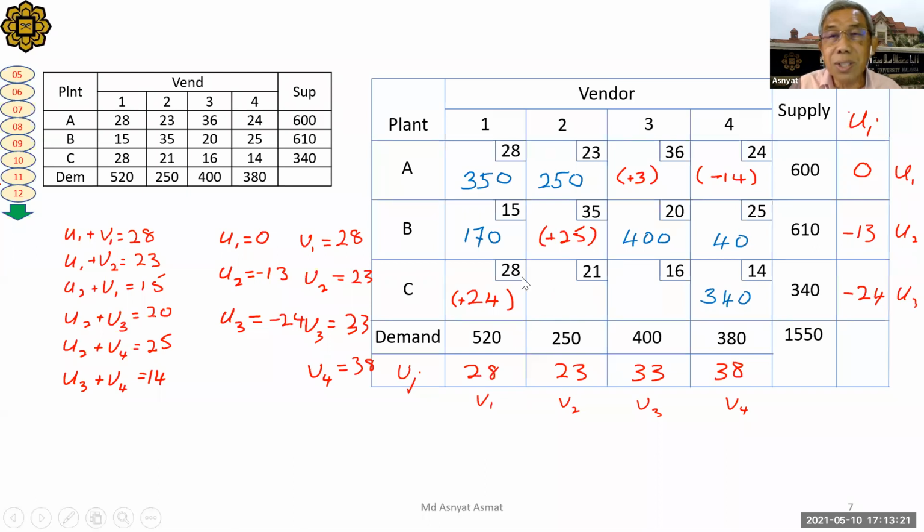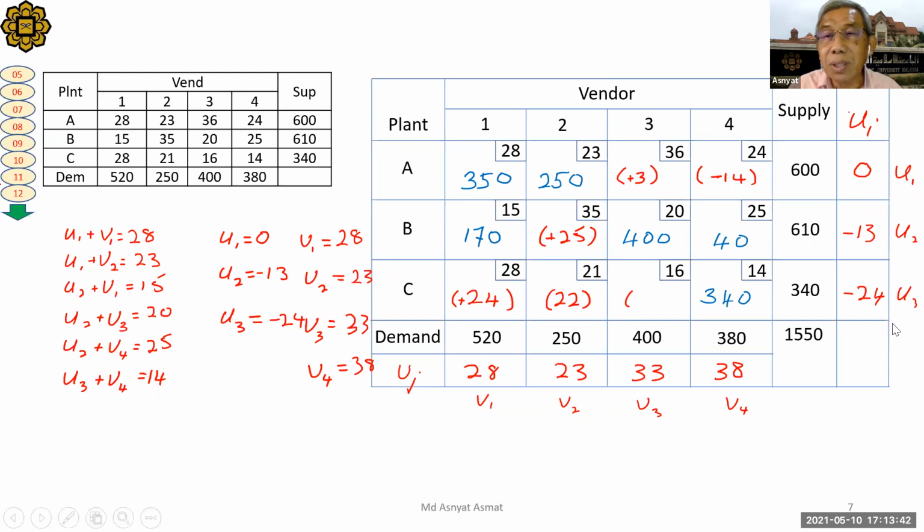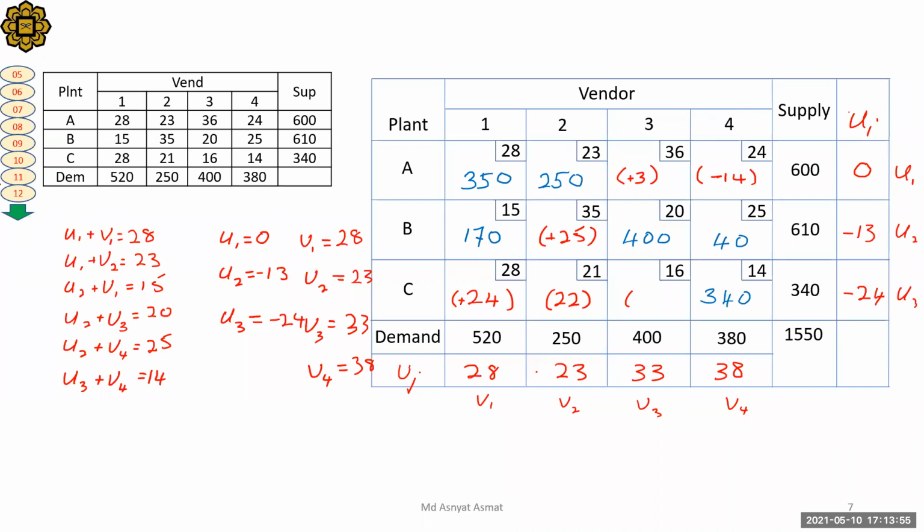Here, 21 minus 24, 45 minus 23, 21 minus negative 24 minus 23, 22. Here, 16 minus negative 24 becomes 40 minus 33, 7. Let's make a circle. 7.